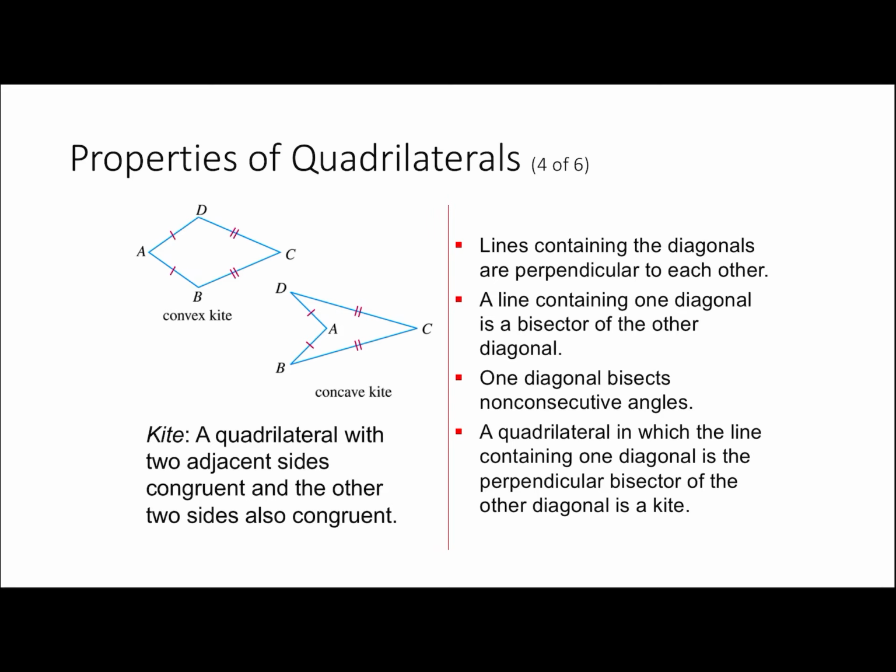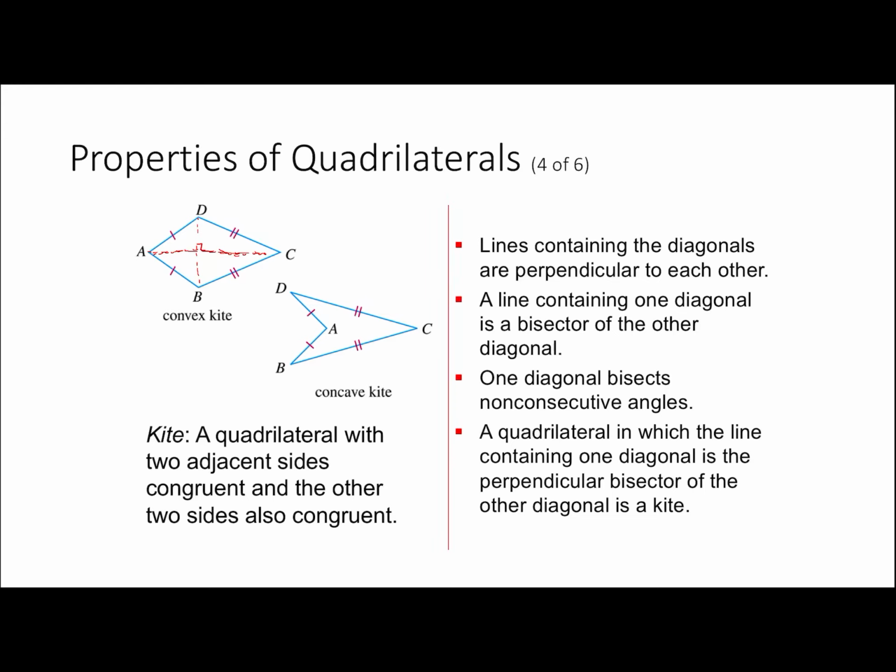The next one is a kite, and we don't deal with kites a whole lot in this class. But a kite is a quadrilateral with two adjacent sides congruent, and the other two sides are also congruent. And so you see a convex kite and a concave kite. We are primarily talking about a convex kite. And so in a convex kite, lines containing the diagonals are perpendicular to each other. And you can kind of picture that, I think, if you were to look at the diagonals going across here and going across here, they would meet and be perpendicular, form a right angle.